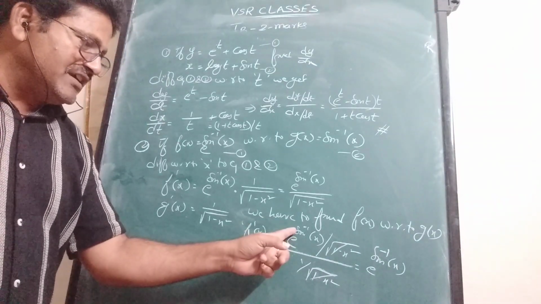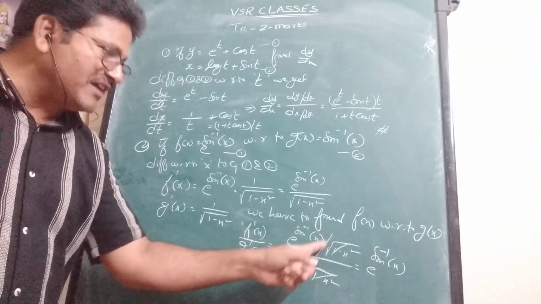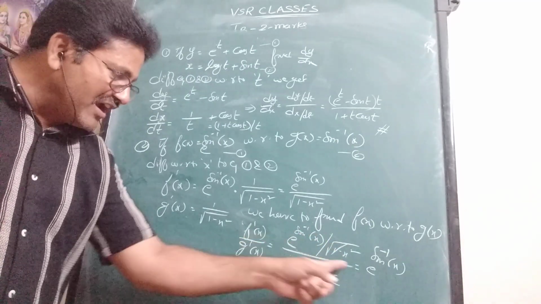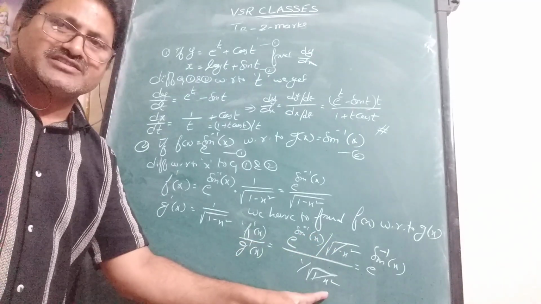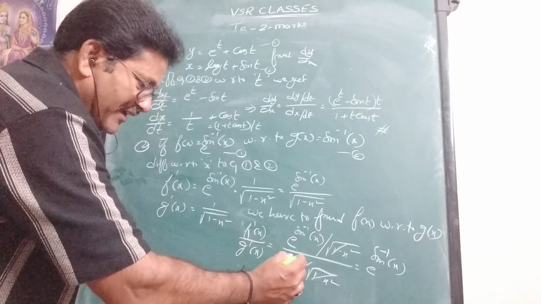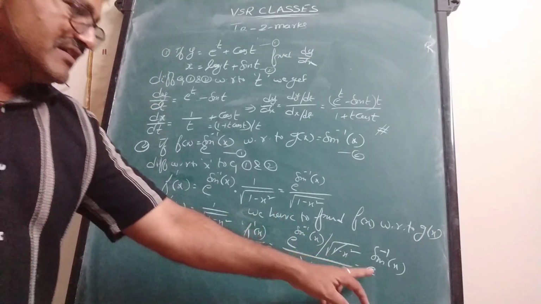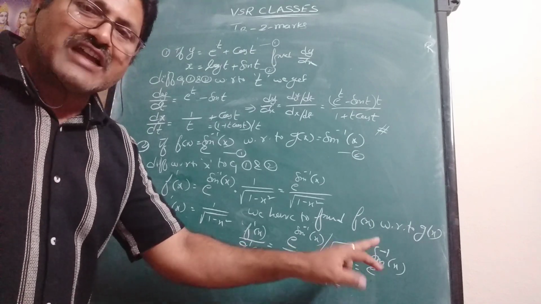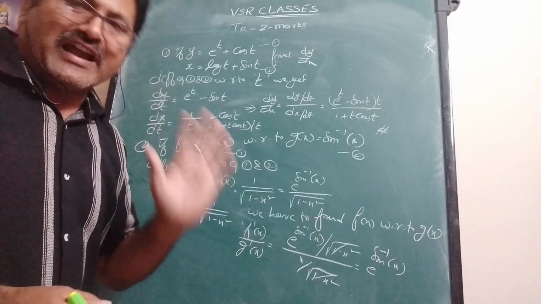Already we have e power sin inverse x by under root 1 minus x square, divided by 1 by under root 1 minus x square. This one and this one will be cancelled. Here you remember this is 1 by. So the remaining term will be e power sin inverse x. That is the remaining value there.